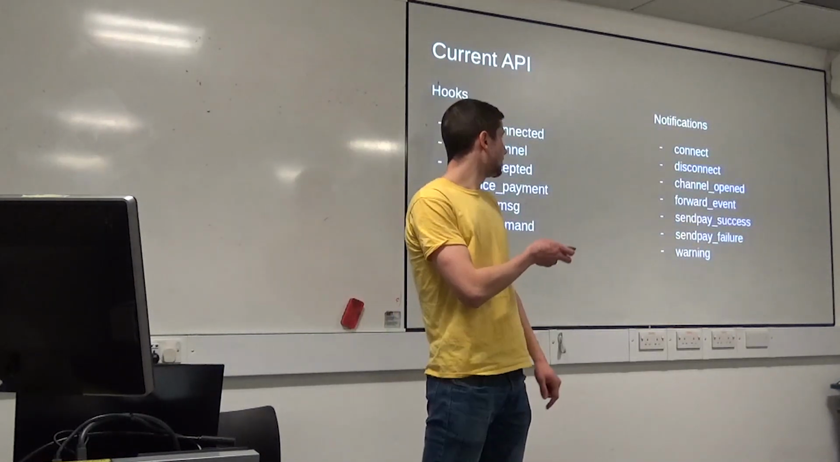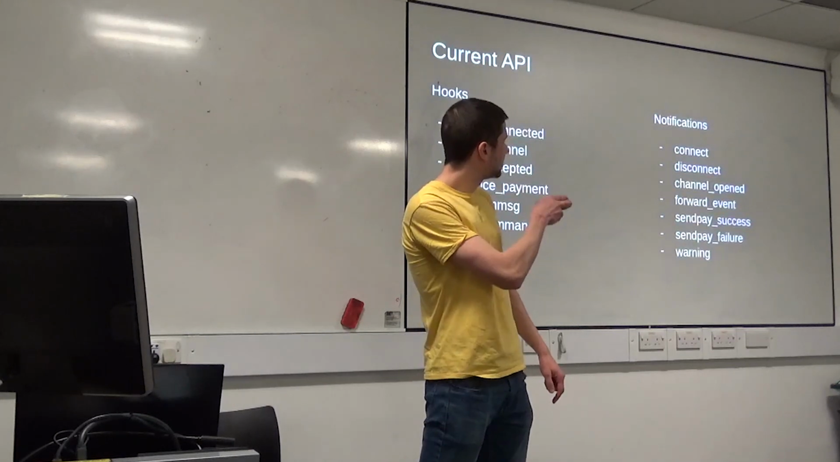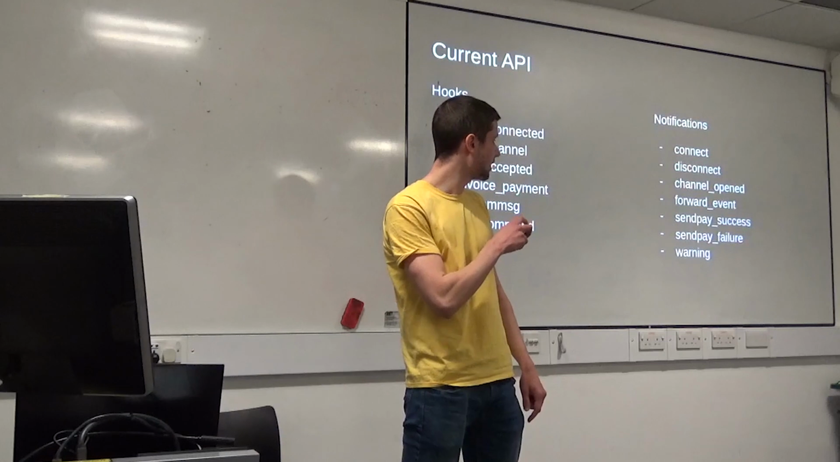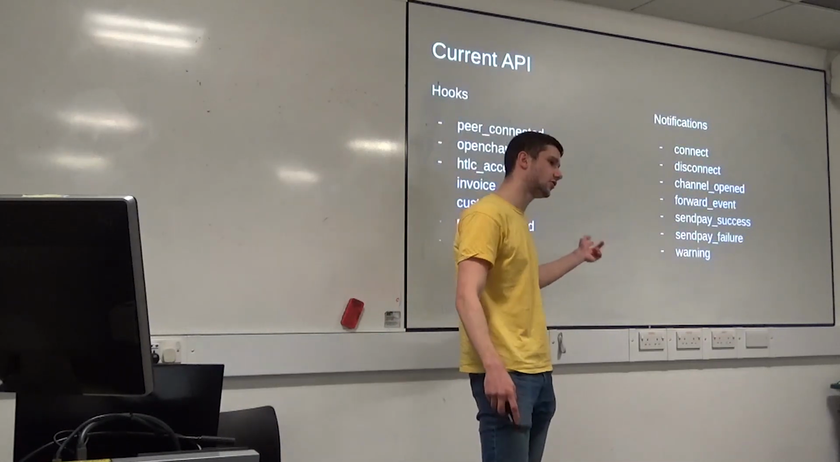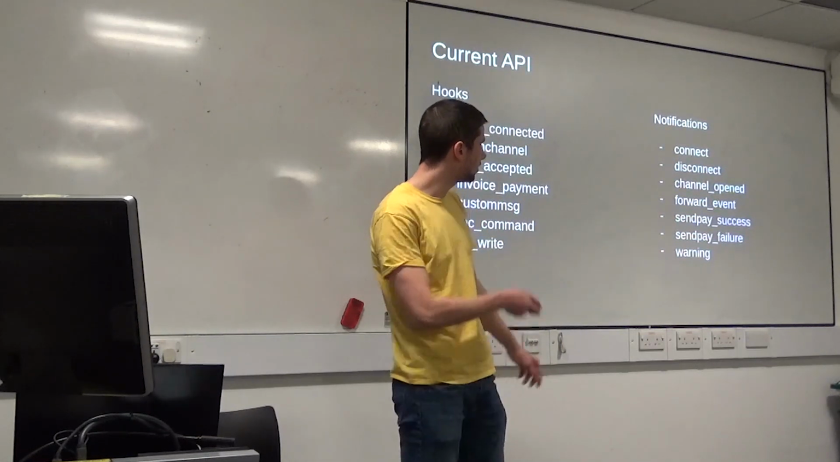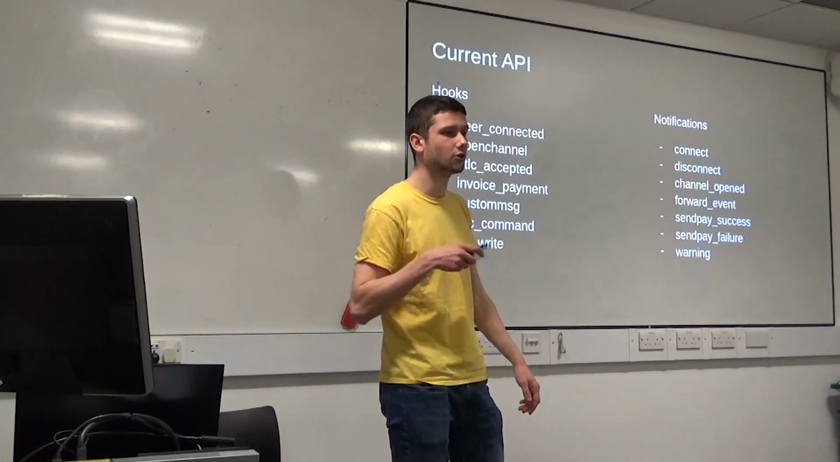Same thing for notifications. Peer just connected, peer just disconnected, a channel just opened, we just forwarded payments, a pay attempt just succeeded, a pay attempt just failed, and we logged something as broken or unusual.